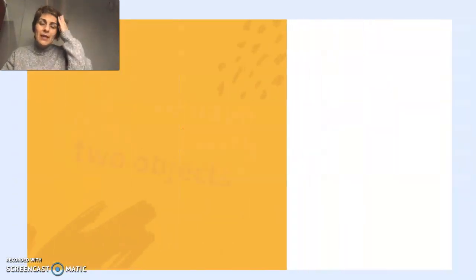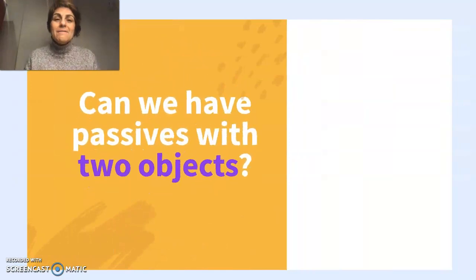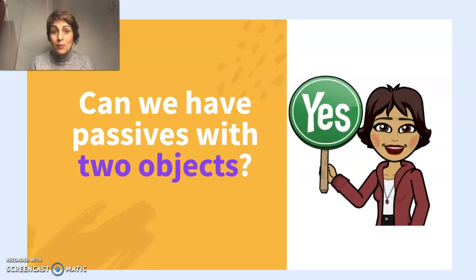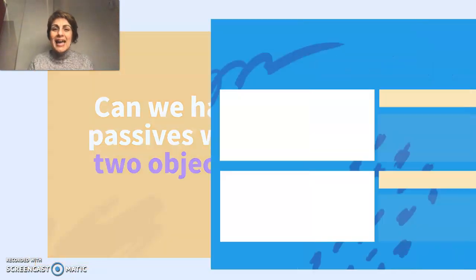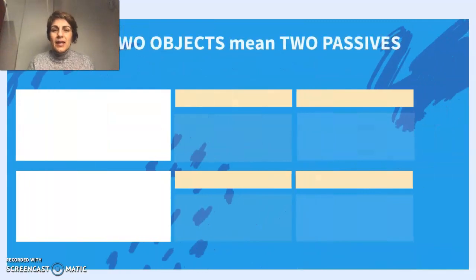Okay, now, however, we have another question to make, and that is, can we have passives with two objects? Yes, you can. And let's have a look at this. Two objects mean two passives in most cases, right?